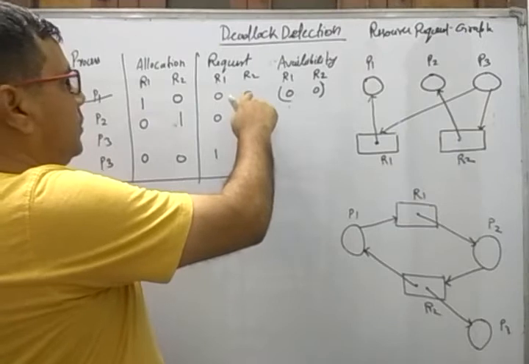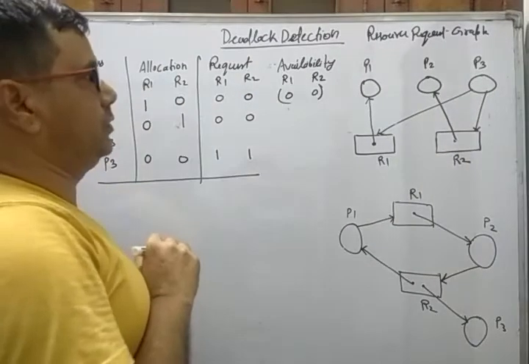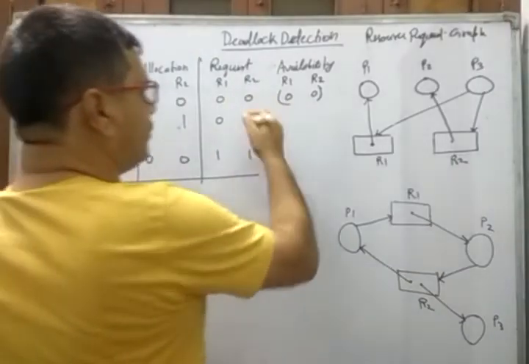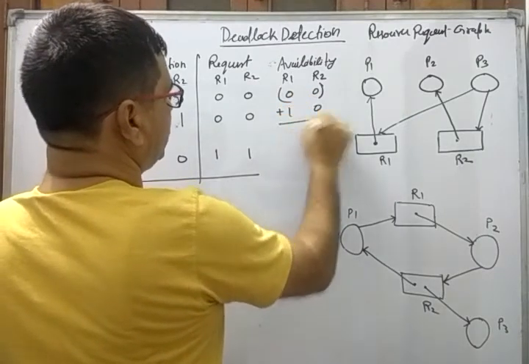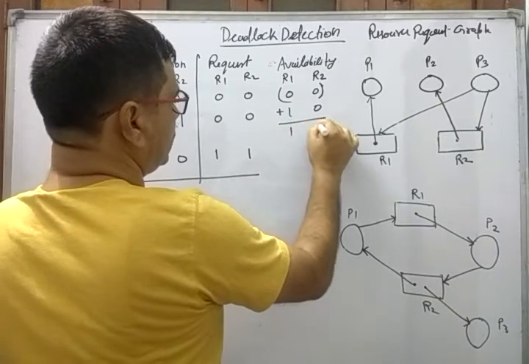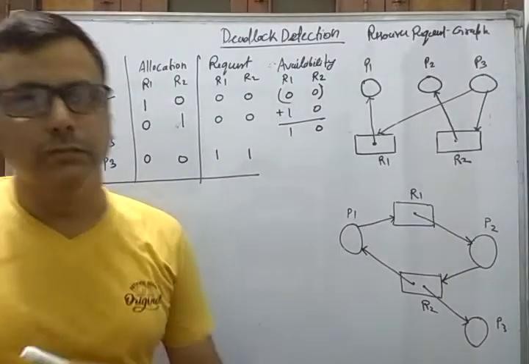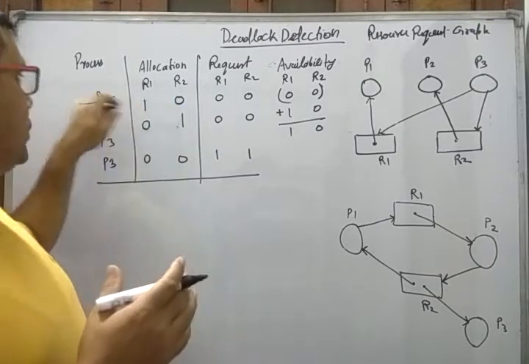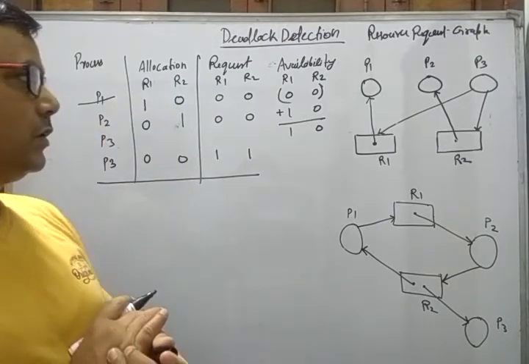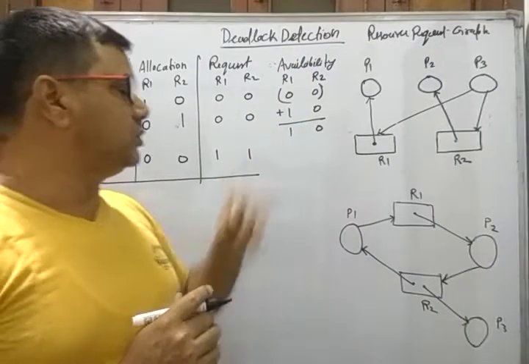these resources will be free. Resource R1 will be free. Now total availability will be what? Plus 1, 0. Means 1, 0. Because this one will be released after executing the process P1. Now again, availability is 1, 0.